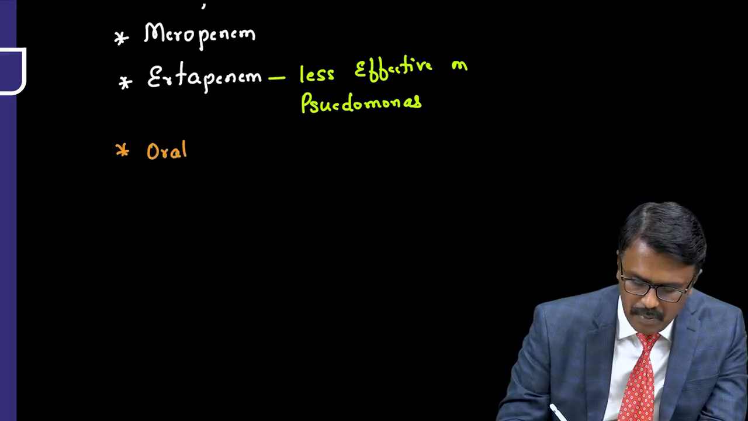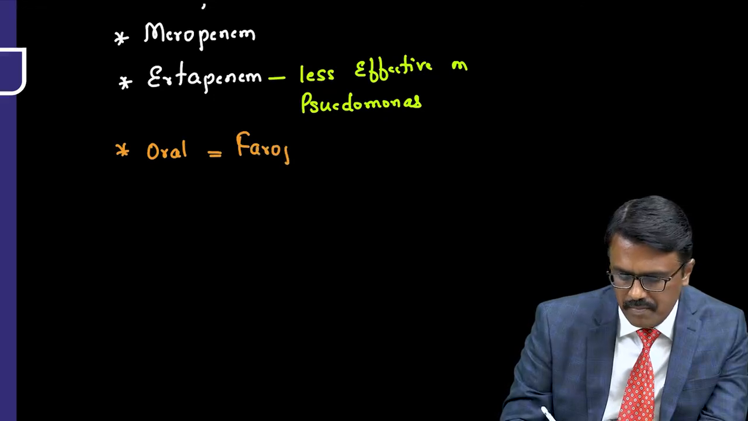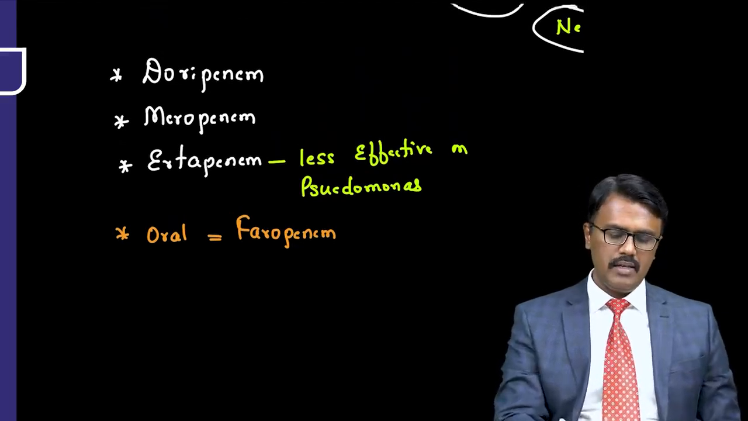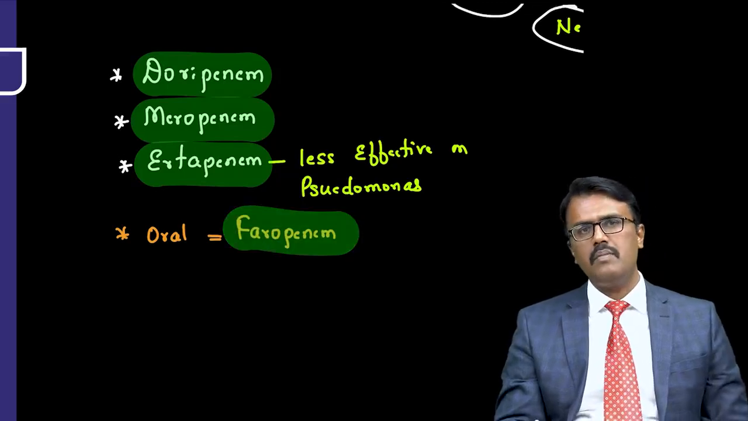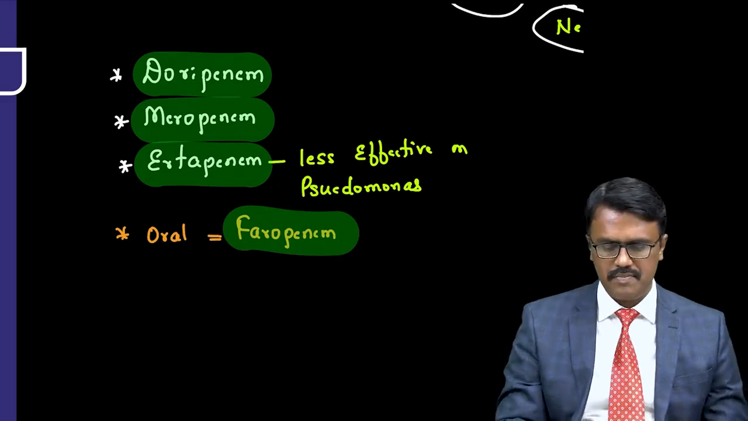And we have an oral preparation of carbapenem that is called faropenem. You may ask a question, sir, should we add cilastatin for doripenem, meropenem, ertapenem, faropenem? No need. They are not metabolized by that enzyme dehydropeptidase. So there is no need for that.